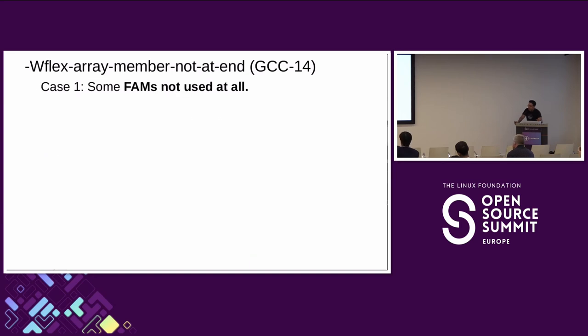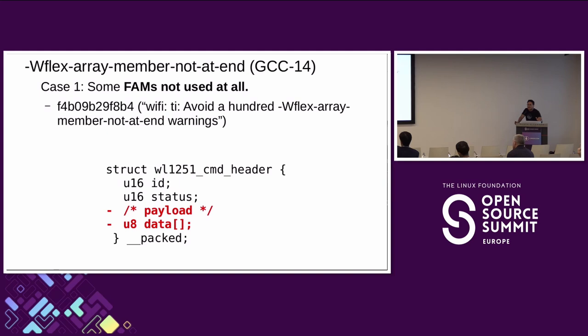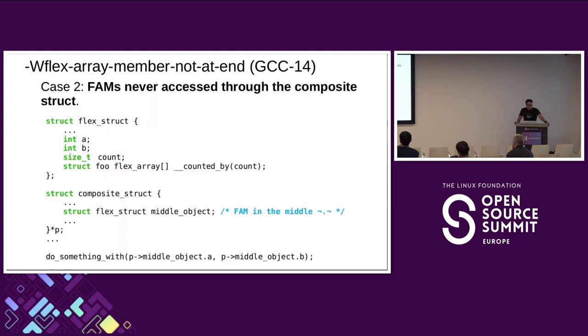In the first case, the flexible array member is never actually used at all in the code base, so we just remove it and that's it. That was quite simple, and unfortunately I have only run into a couple of those cases. The other scenario is when the flexible array member is never used through the composite structure. What I mean here is that we never access the flexible array. We might access the other members in the flexible structure, but we never access the flexible array.